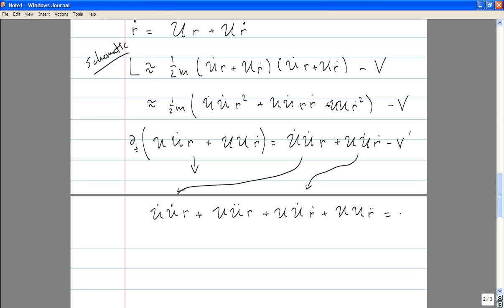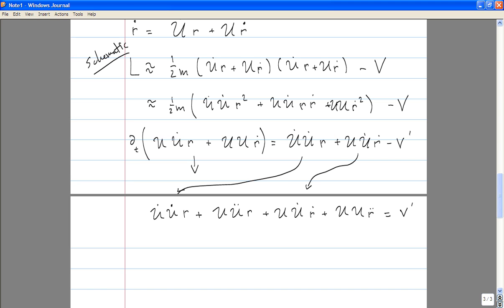So what we see is that we'll get a sum of 4 different kinds of terms which are equal to V prime. There's one term which is U dot times R. Another term which is U times U double dot times R. Another term which is U times U dot times R dot. And then the standard term which is U times R double dot.